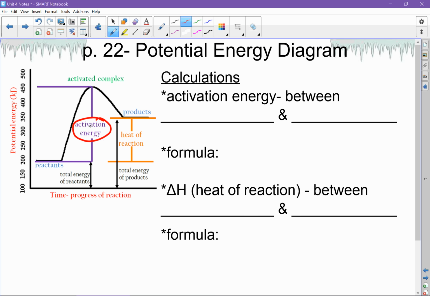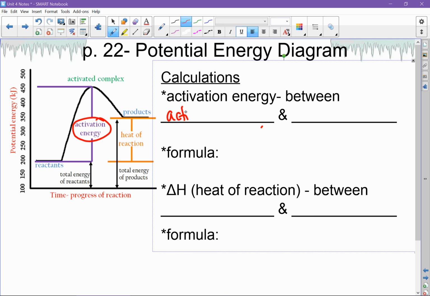So remember, we measure between the activated complex and the reactants. In order to calculate the actual activation energy, you're going to subtract those two things. So you're going to do activated complex, I'm going to abbreviate, minus the reactants. That will give you the actual value of the activation energy.